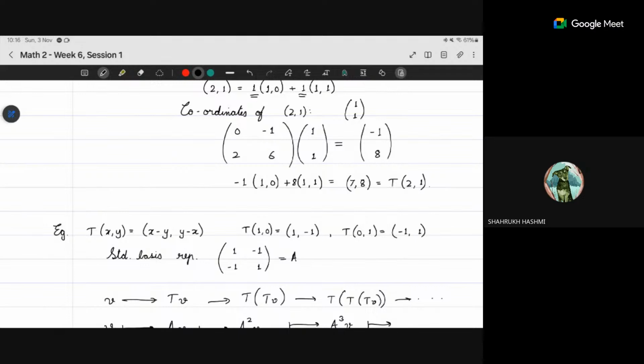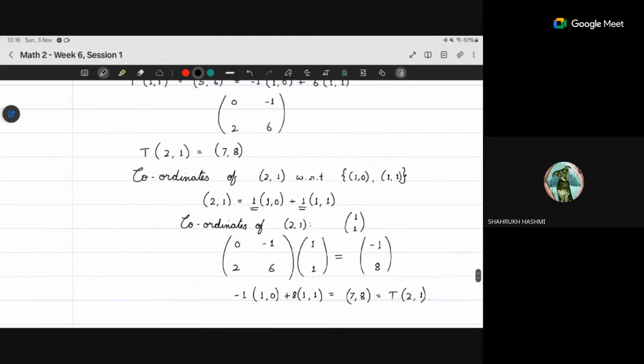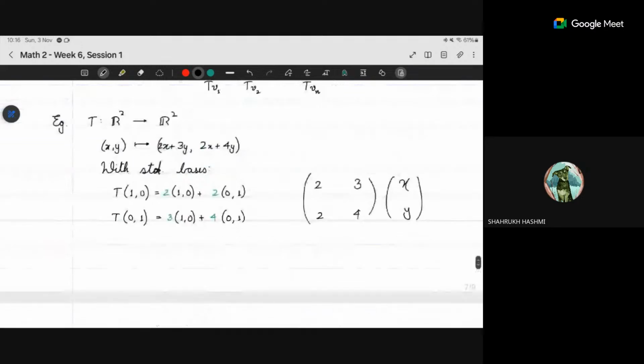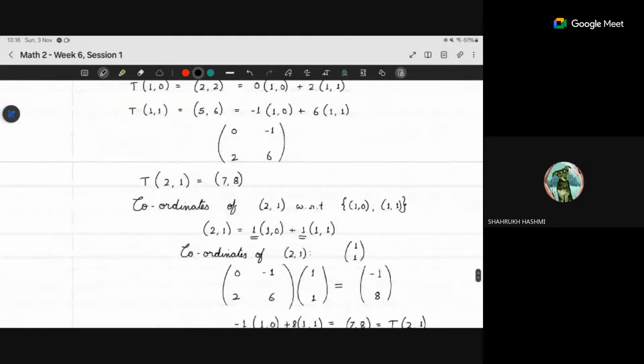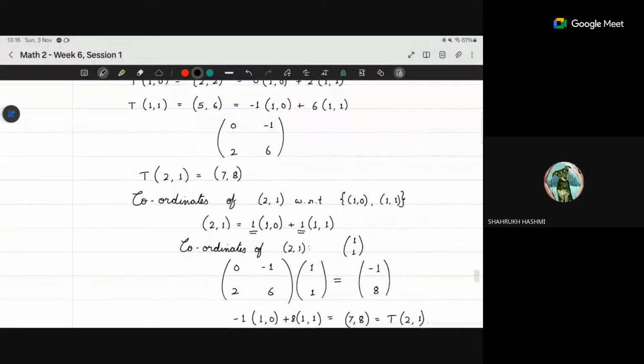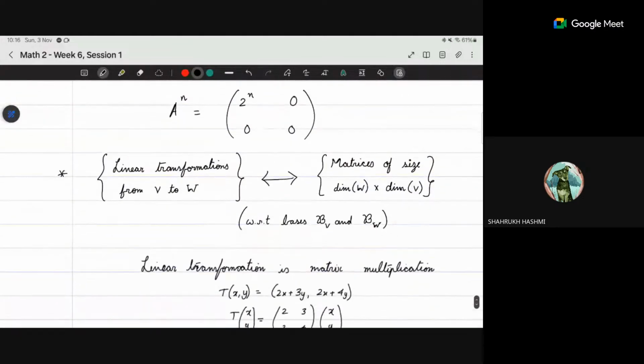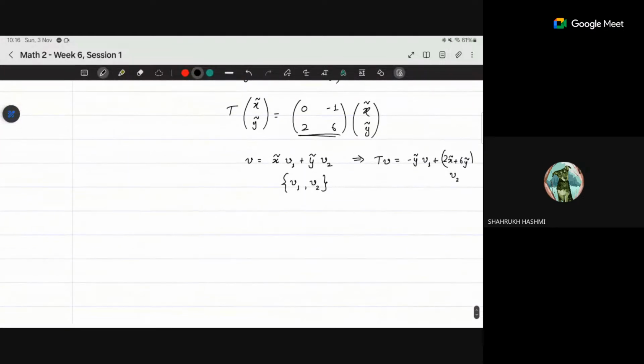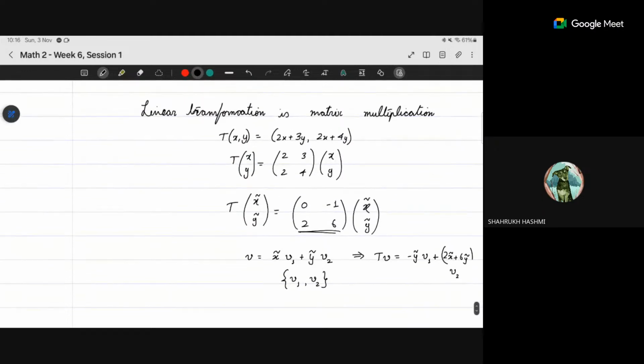In this case, you have seen that it is 0, minus 1, 2, 6, and 2, 3, 2, 4. But there are some properties which will stay the same, like trace and determinant, in the case of square matrices. That we will see later. You will discuss what similarity of matrices and equivalence of matrices are, and what they mean for linear transformations. That is the subject of maybe next week or the week after.